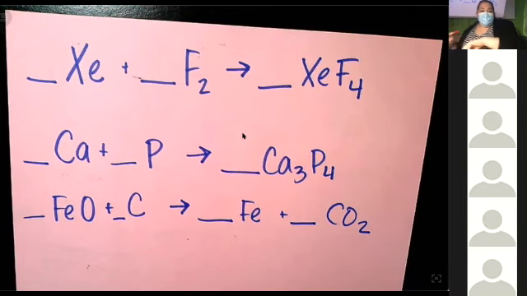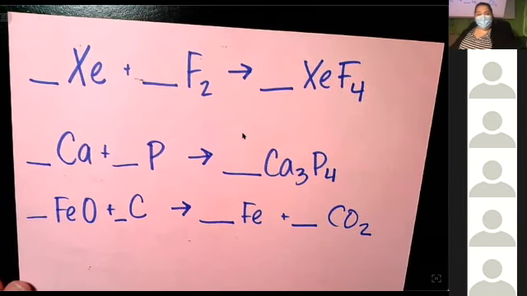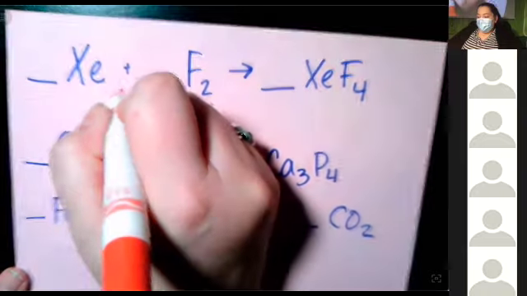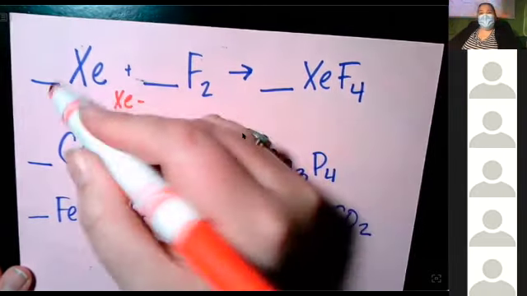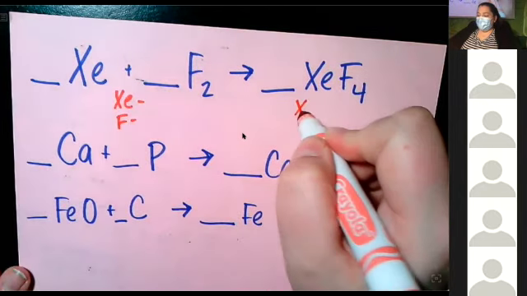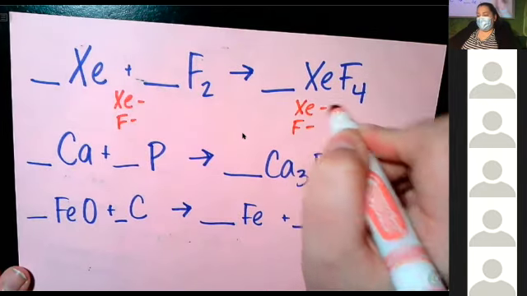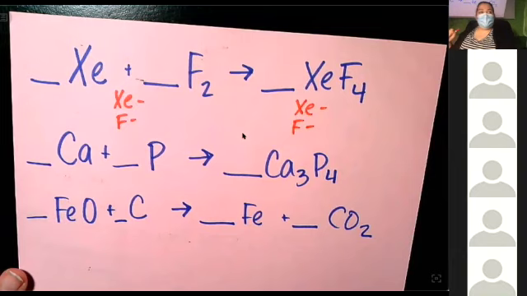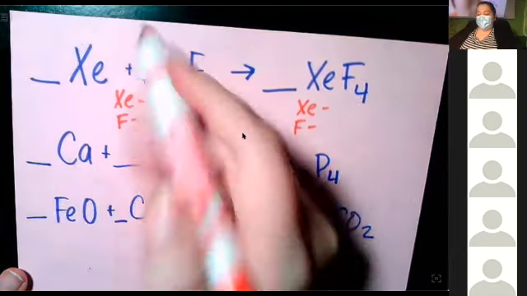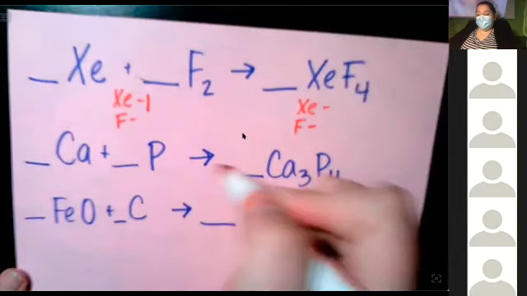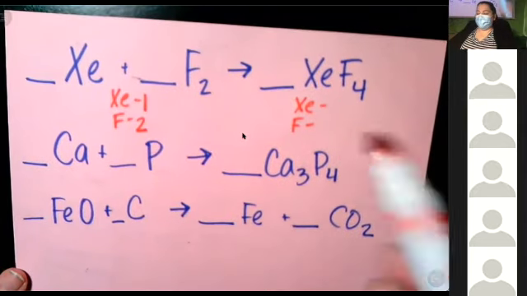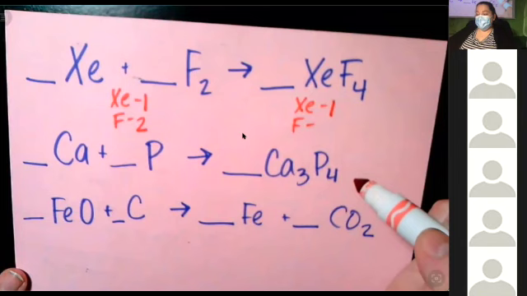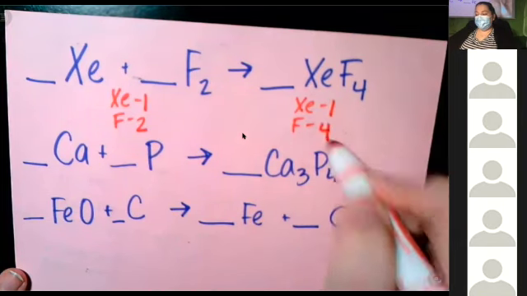If you forgot how to balance a chemical equation, here's basically how it goes. We have Xe and F on this side. We call this the reactant side. And then we have an Xe and F on the product side. So we're going to make a list of what we see. I see one Xe. I see two Fs. Over here, I see one Xe and I see four Fs.